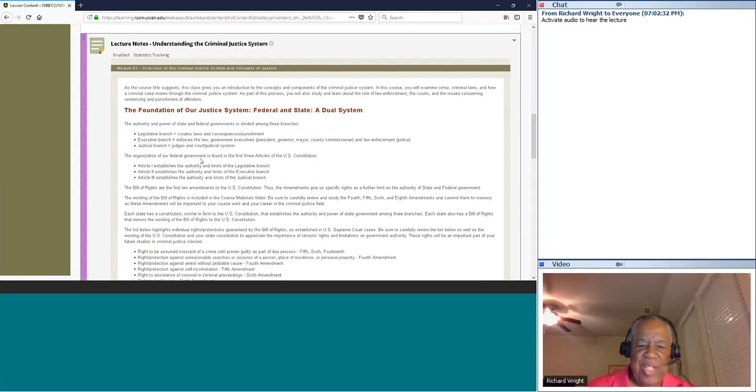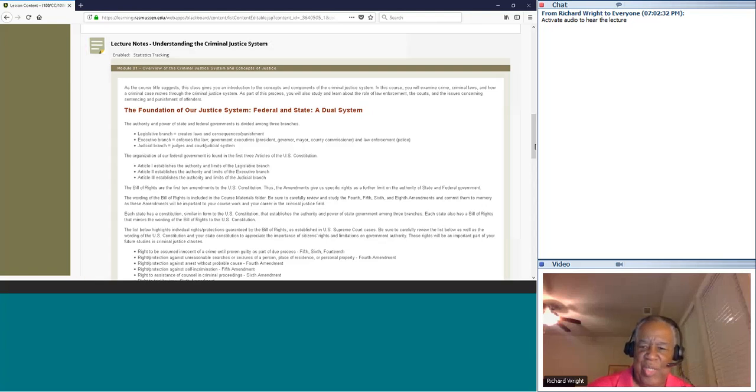The organization of our government, again, talks about the same thing. When you're dealing with the United States Constitution, Articles 1, 2, and 3 set out the positions. The first one is the legislative, Article 2 is executive, and Article 3, the judges.